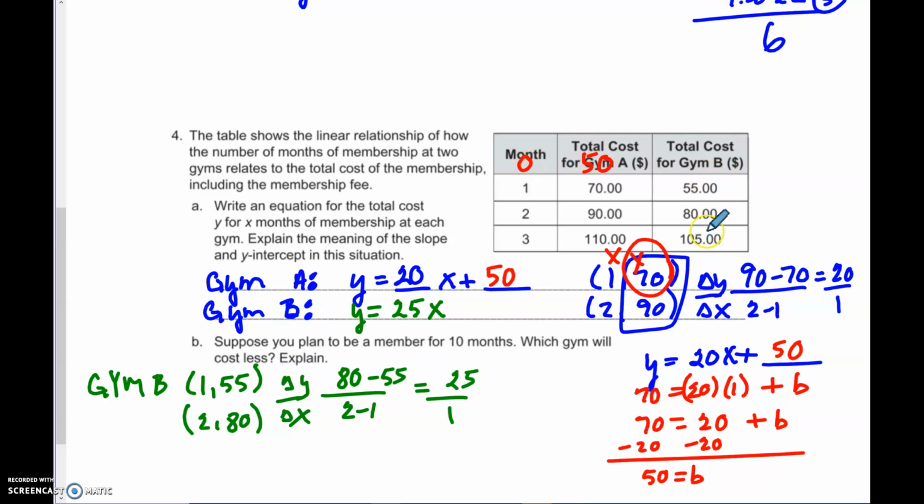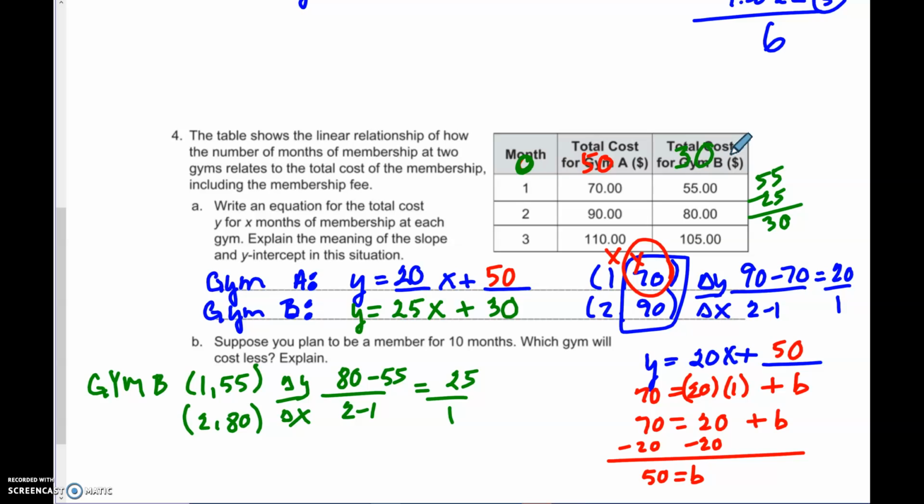So we're changing by 25 every time. So if I take 55 minus 25, I get 30. So it looks like my y-intercept is going to be 30. Remember, whenever this x value is 0, that is my y-intercept. All right, so those are my 2 equations.